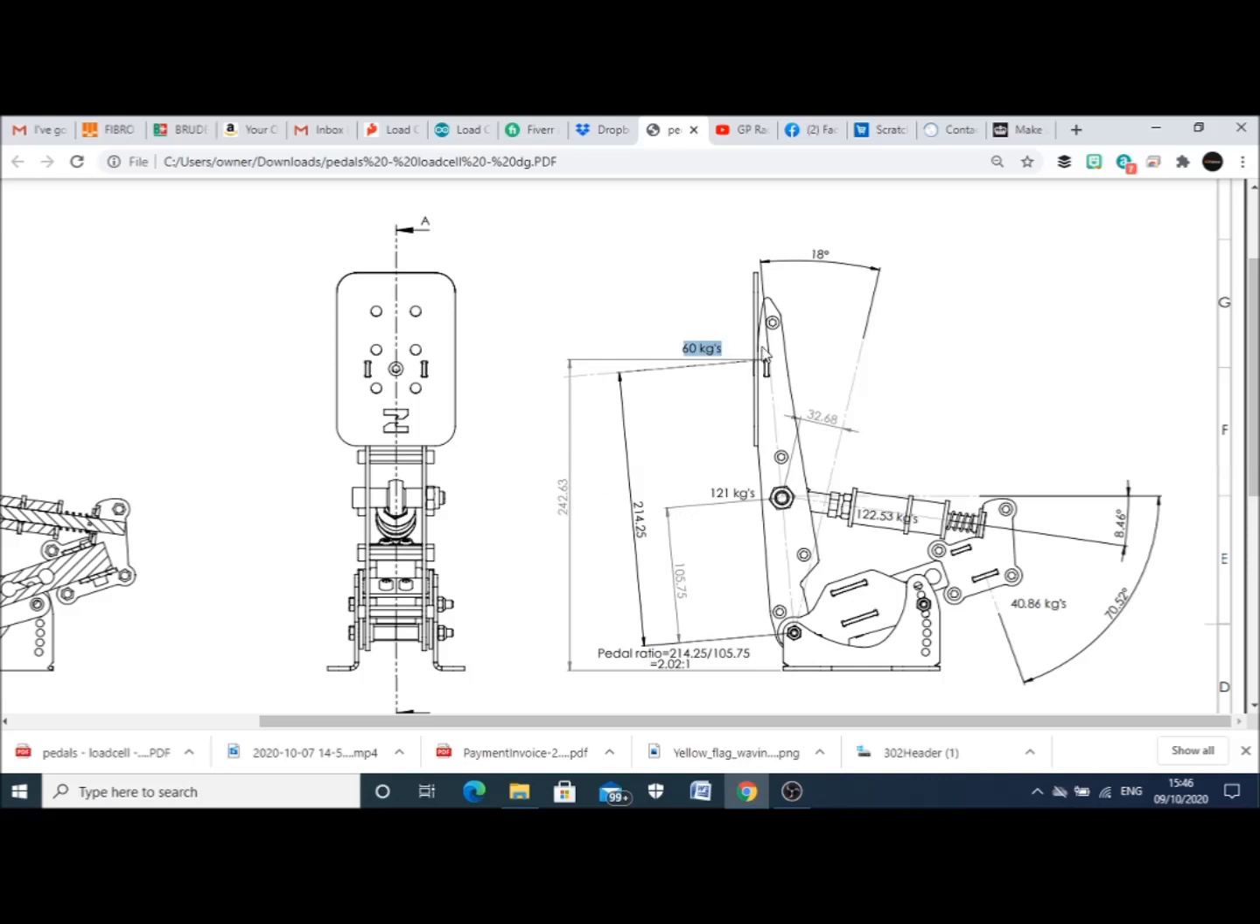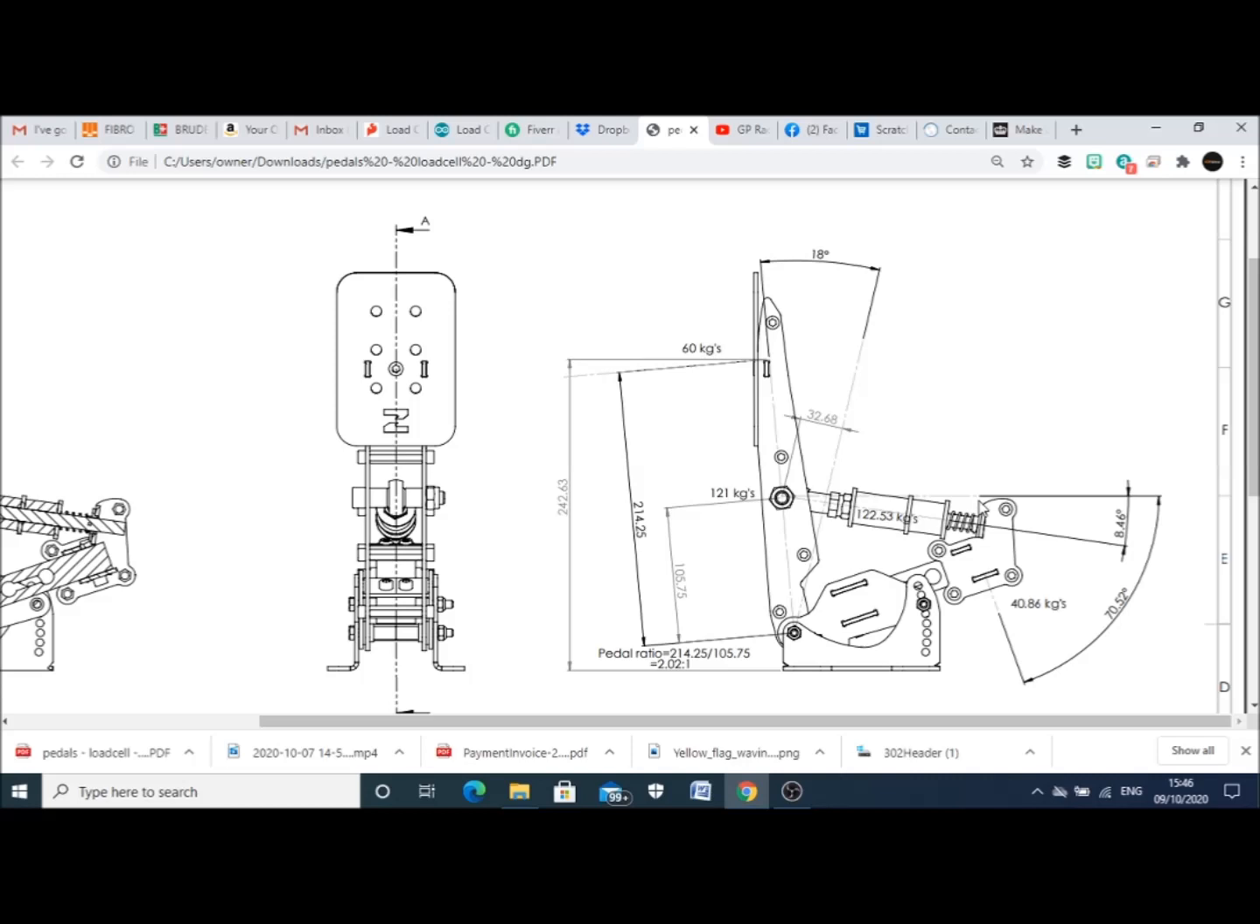Looking at the ratio of heights from the pivot point, we can see that we have a pedal ratio, I've made a note down here, of just over 2:1. So that means that the force that we see at the top of our slider would be 121 kilos.